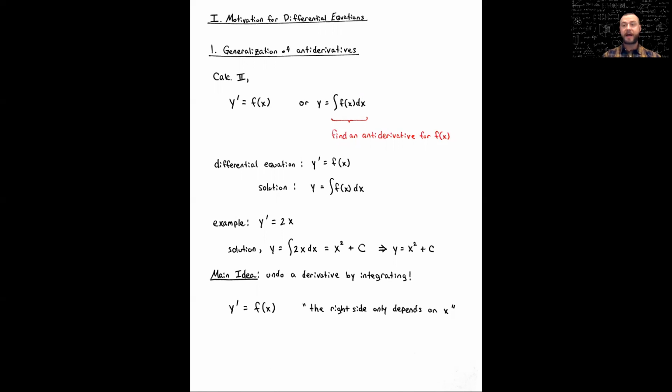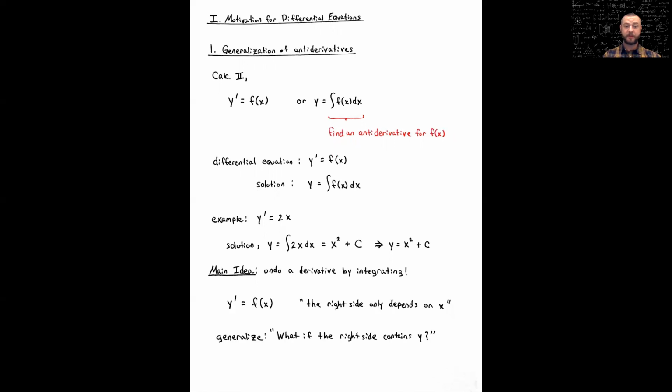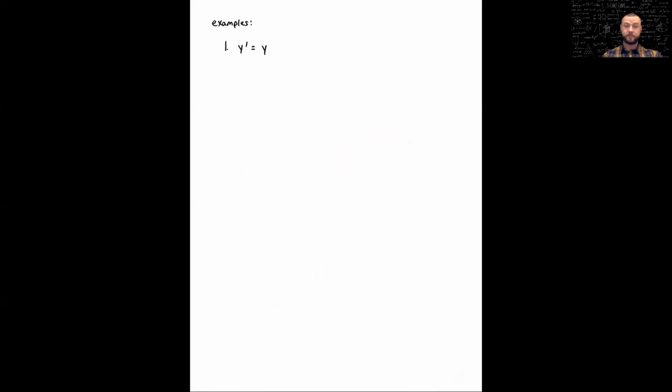Well, often in mathematics, what we do is make a small modification. Here, the right-hand side only depends on x. We're going to generalize, and let's ask the question, what if the right-hand side also contains y in addition to x? So we could say the right-hand side is now a function of x and y. What effect or change does that have now?